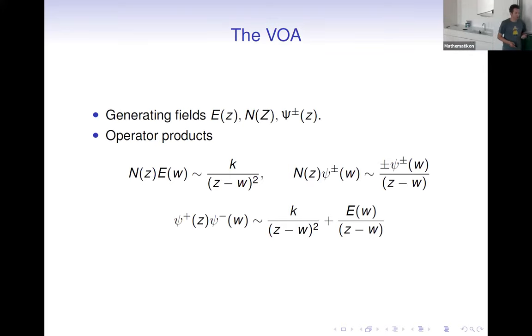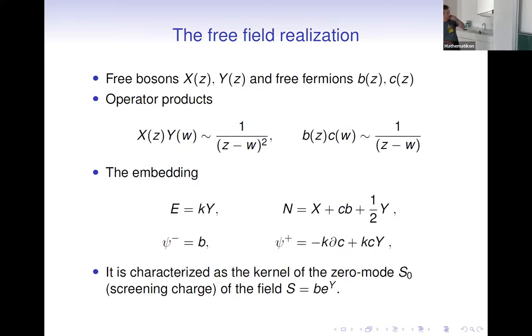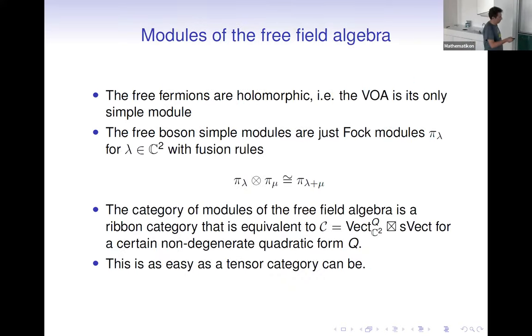Now the question you want to ask is not only what the representation category of this affine vertex algebra is as an abelian category, which has a very simple answer, but you want to understand what it is as a tensor category. And this goes as follows. You need to find the field realization. In this case, it turns out that for each generator you need a field: for the even ones, bosons, and for the odd ones, fermions.